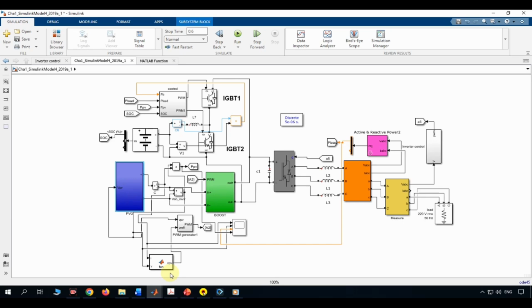That's what makes this block reusable everywhere in the larger system, the boost converter, the MPPT controller, the whole microgrid, because the physics is fully self-contained right here.